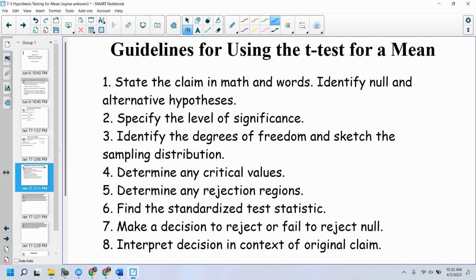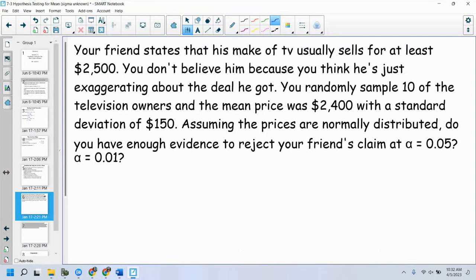Make a decision to reject or fail to reject the null. Find your t-score first. Then make a decision whether to reject or fail to reject your null. And then write that final statement in the end, interpreting your decision based on the context. Let's do it. I want to do two of these.